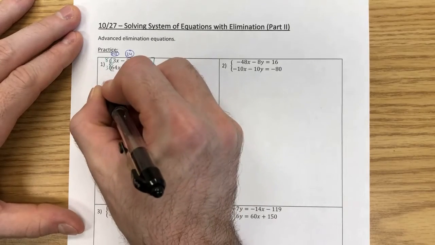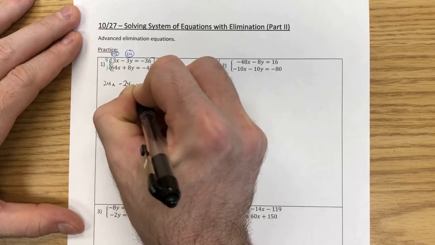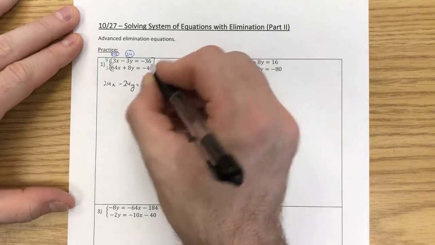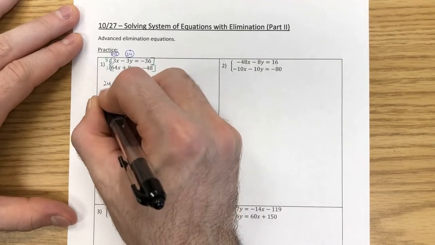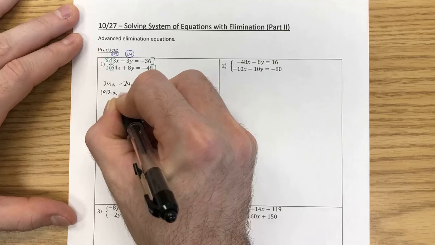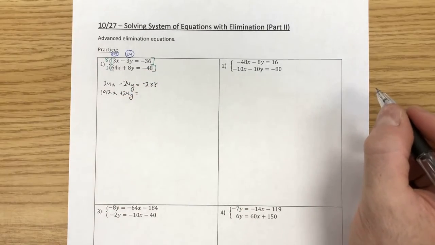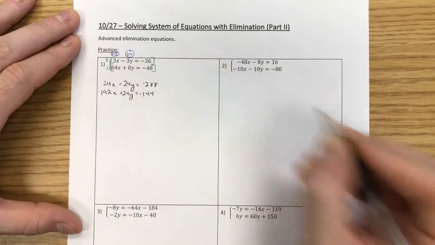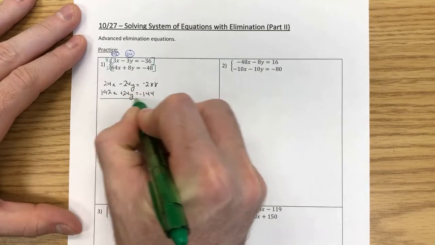And so my top equation is going to give me 24x minus 24y equals 36 times 8, which is 288. 64 times 3 is going to give us 192x plus 24y is equal to 48 times 3, which gives us 144. Boom.